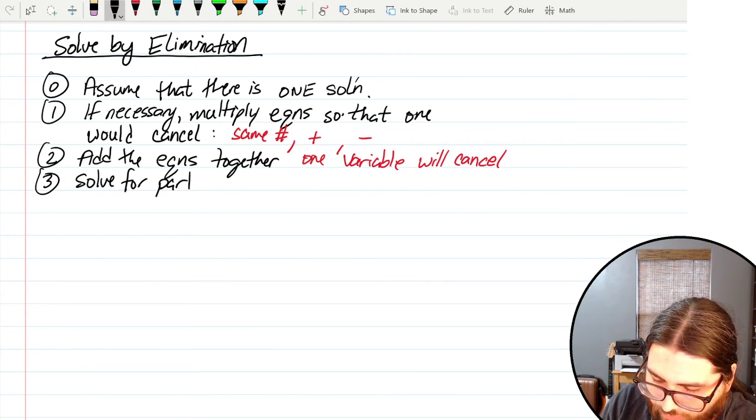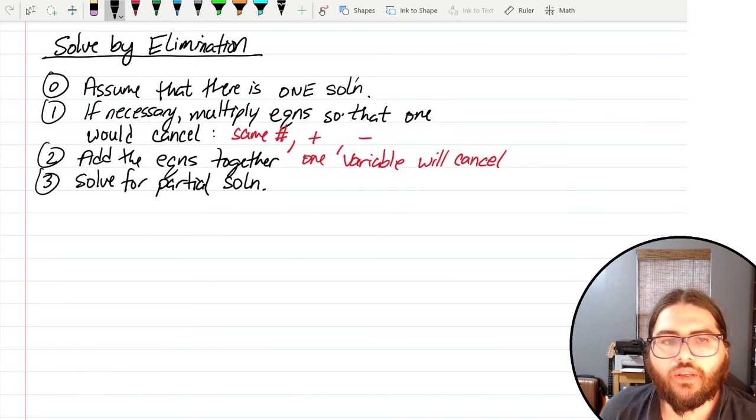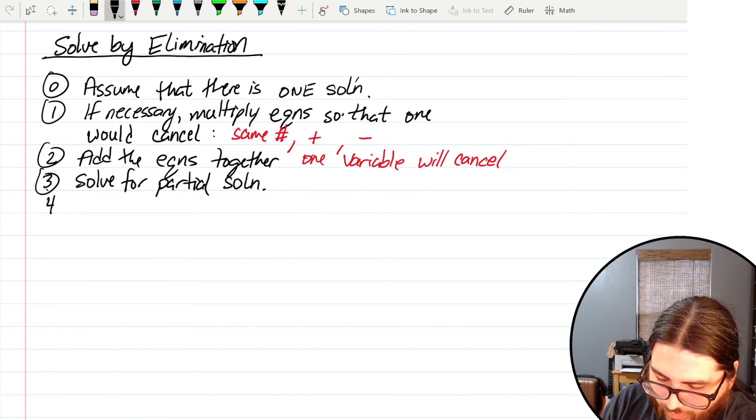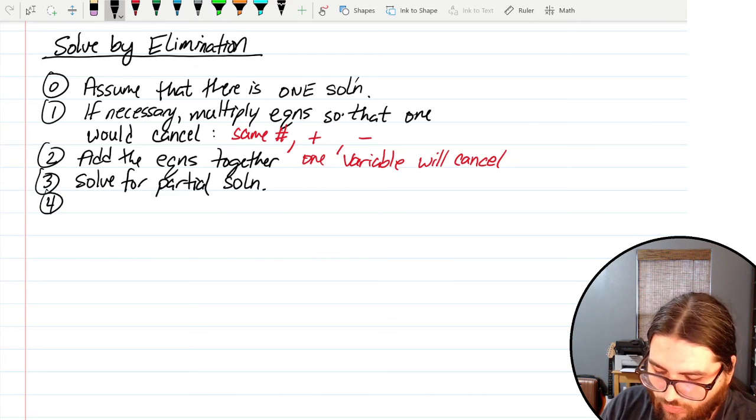You solve. That will give you your partial solution. Right, your x equals blank or your y equals blank. In step 4, you get to choose.